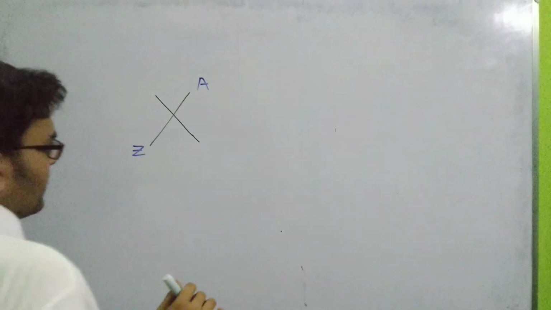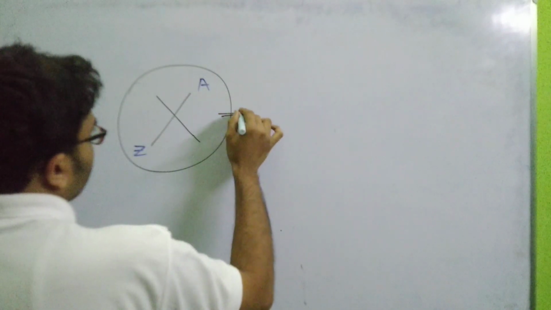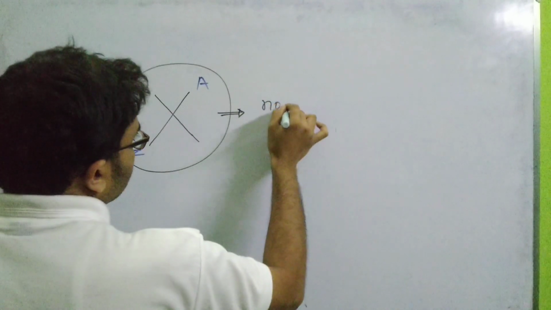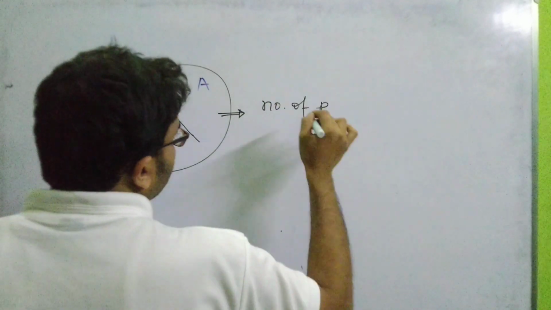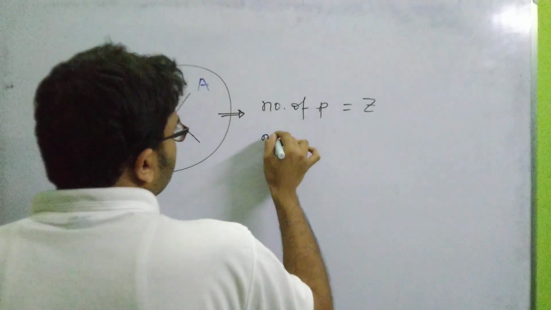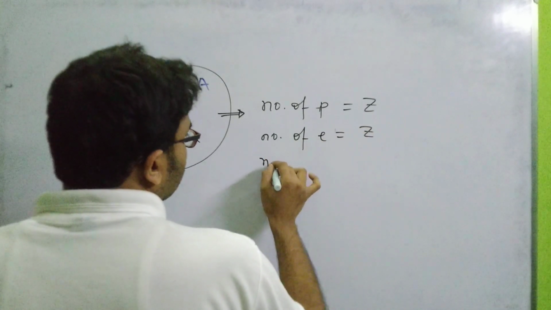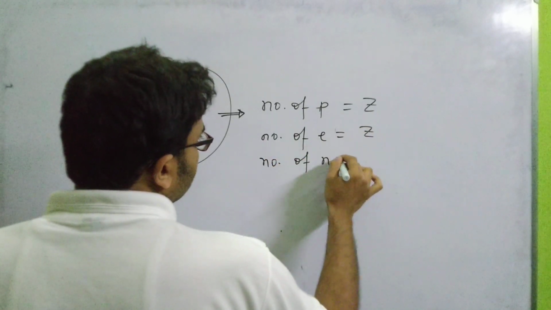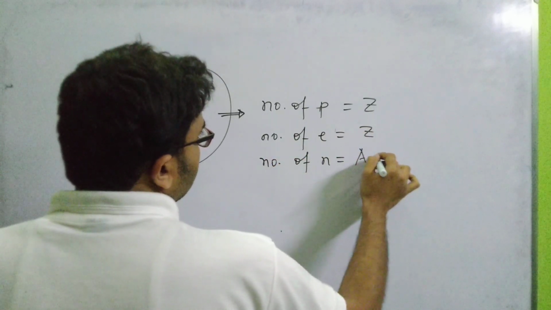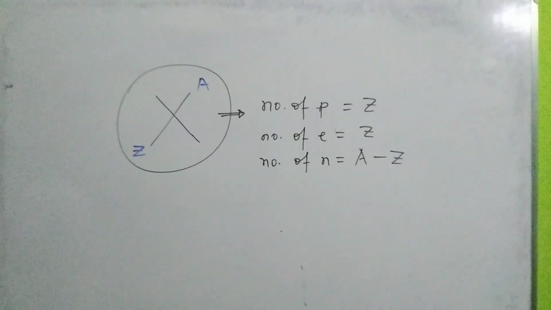From this symbol we can get information about the number of protons, electrons and neutrons. Number of protons will be equal to the atomic number Z, number of electrons will also be equal to the atomic number Z, and number of neutrons will be equal to mass number A minus atomic number Z. So this is the concept. With a symbolic representation like this, you can get information like this.